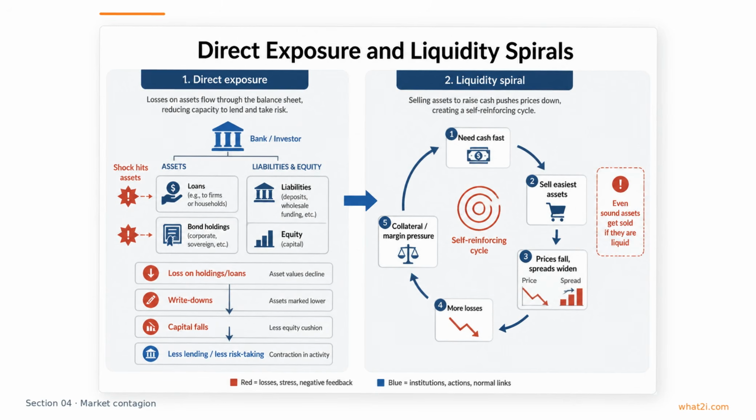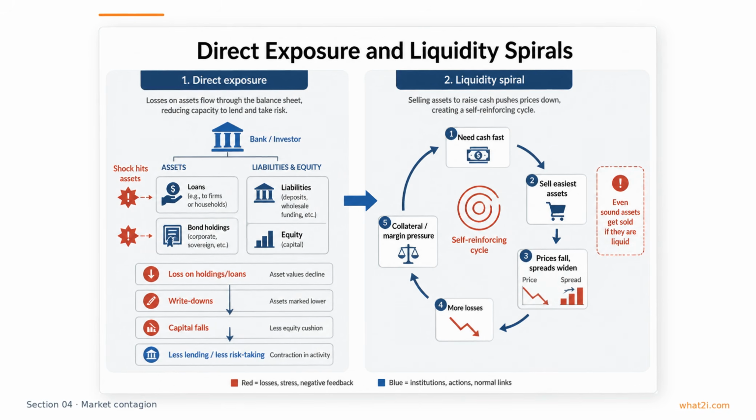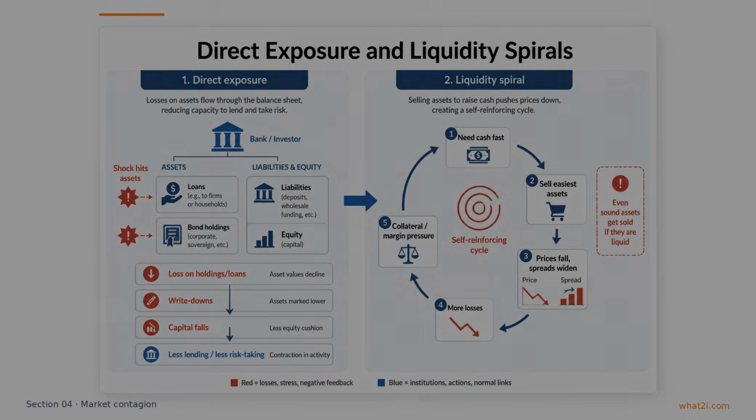With direct exposure, losses hit balance sheets right away, reducing capital and often making institutions less willing or able to lend or take risk. Liquidity spirals work differently. Investors who need cash quickly may sell the most liquid assets they own, even if those assets are fundamentally sound. That selling pushes prices lower, widens spreads, and creates new losses elsewhere. As collateral pressure grows, more forced selling can follow, creating a self-reinforcing loop.